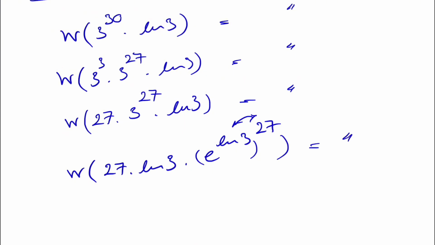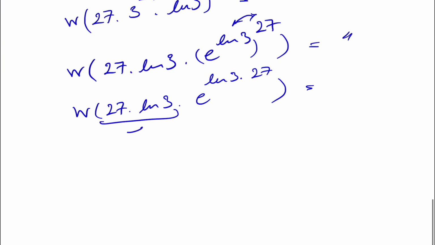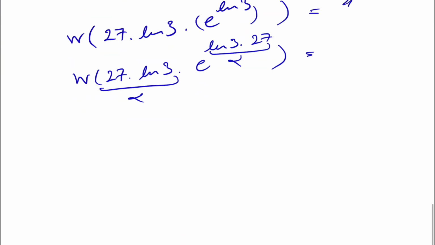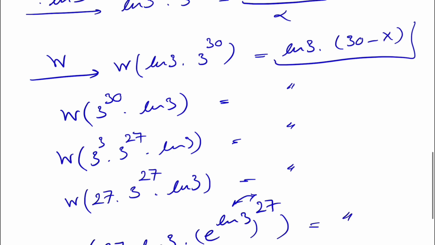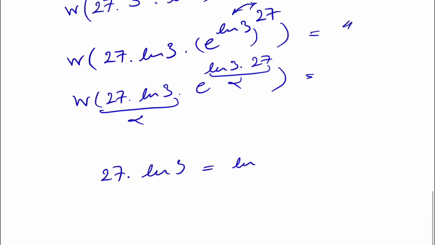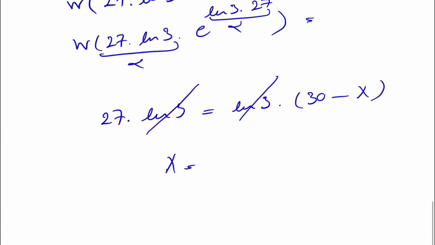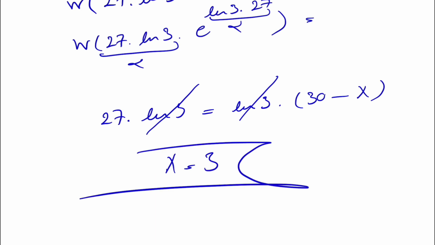And now we have our law of exponent, which would be basically 27 ln of 3 times e to the power of ln of 3 times 27, and we managed to build that alpha in here that we were looking for, which means basically 27 ln of 3 is equal to what we had on the other side of the equation, which was this one in here. So ln of 3 times 30 minus x, and we can cancel out the ln of 3, and the x that we would get is 3, which would be the final answer.